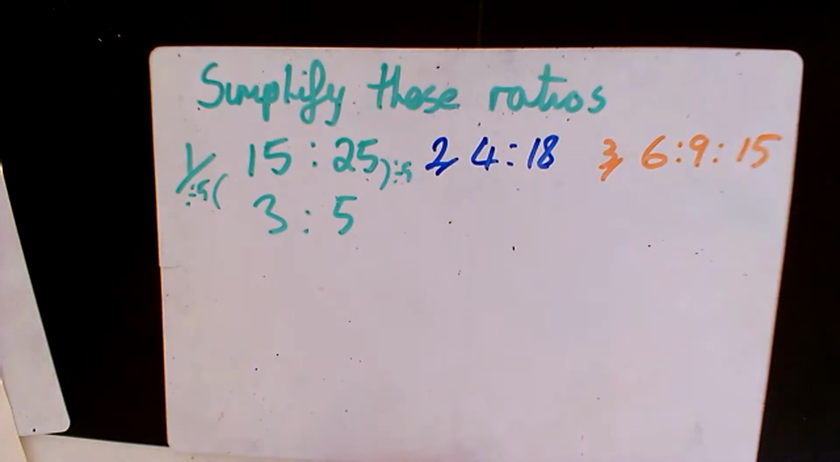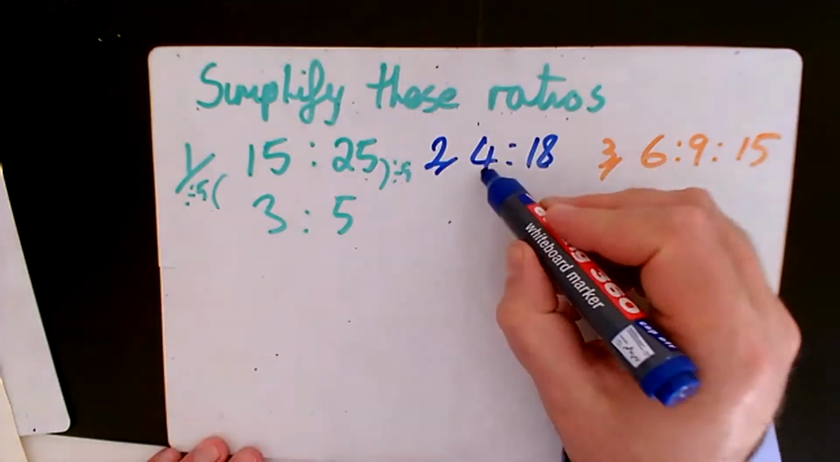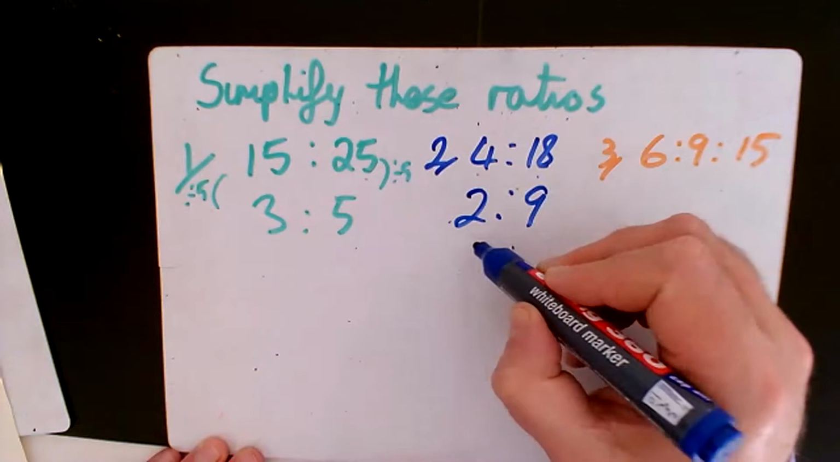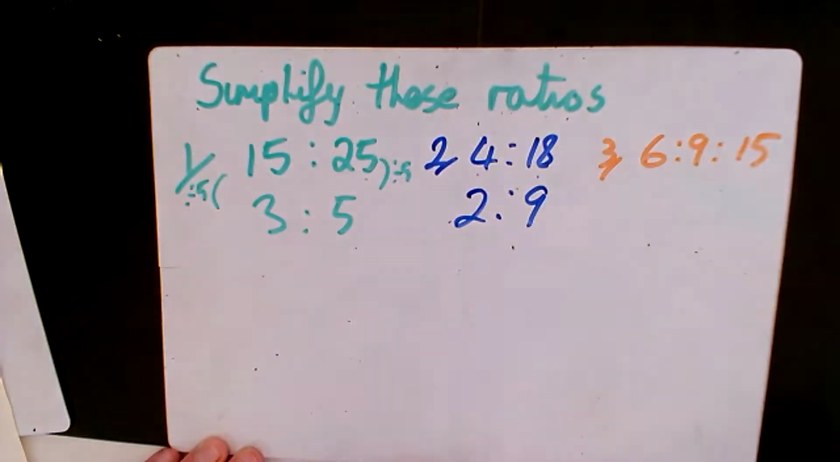On this one, let's halve it first of all. I know they're both even numbers, 2 and 9. Can I go again? 2 to 9 is the ratio.